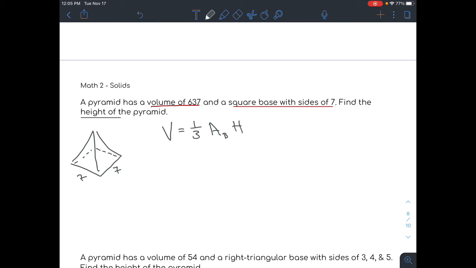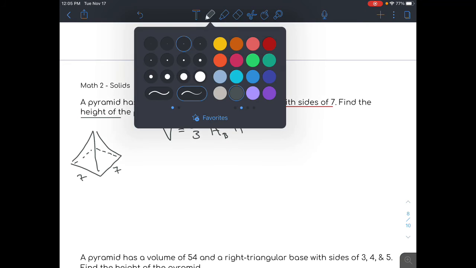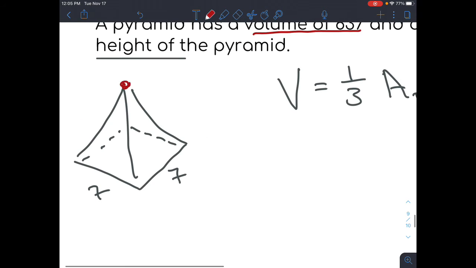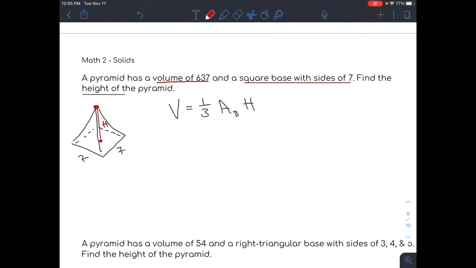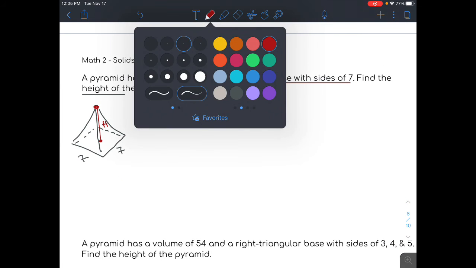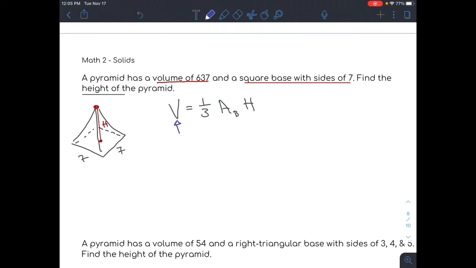Now the height is what we're looking for. And the height would be right down the middle from the apex to the middle of your base. That's your height. Okay, so we don't know what the height is, but let's plug in what we do know. We know the volume is 637. We know that the area of the base is going to be 7 times 7. That's length times width. So that's 7 squared. And we don't know what the height is.